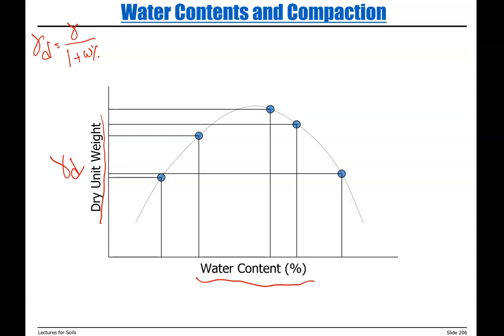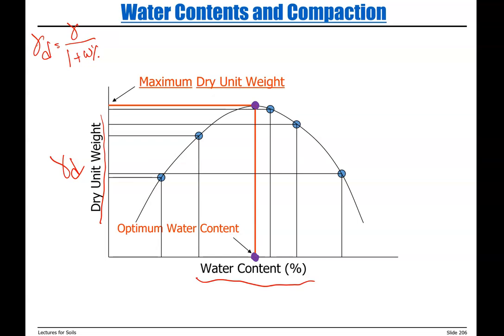Then we fit a polynomial to our data points, and then we can find peak of our curve. So this is what's important for us. That's the point corresponding to the optimum water content that yields the maximum dry unit weight. And this is the maximum level of compaction.